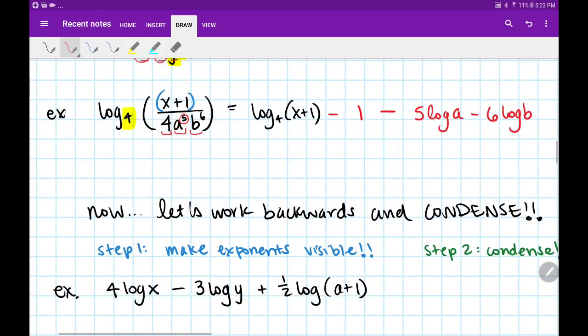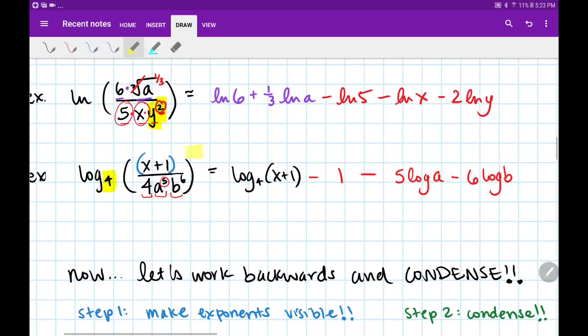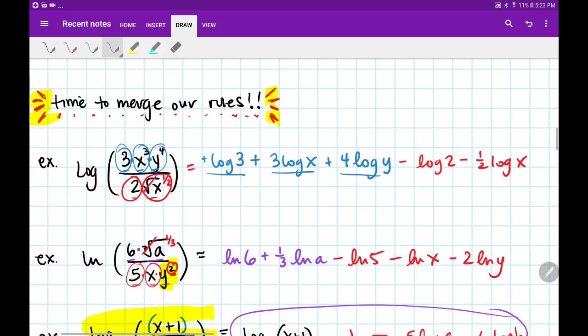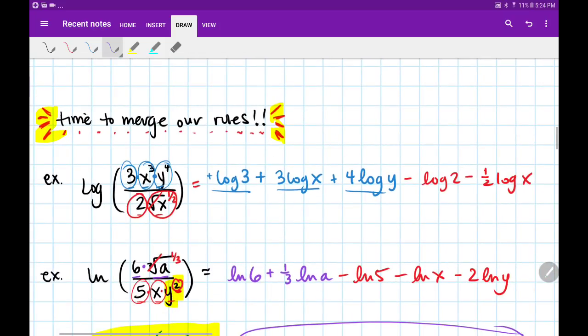Now we're going to go backwards. So instead of taking this single logarithm and then expanding it into many pieces, we're going to move backwards. We're going to take the many pieces over here on the right side and condense them so that it becomes a single logarithm like you see over there on the left. So let's look up at this first example that we had done really quick and see if we can figure it out. So look along with me.